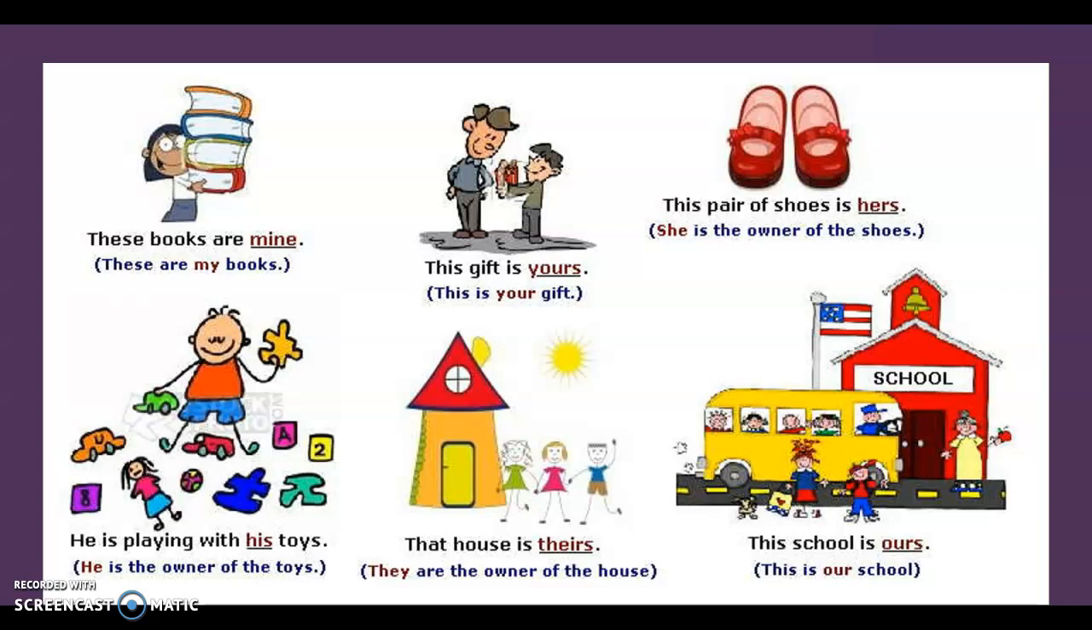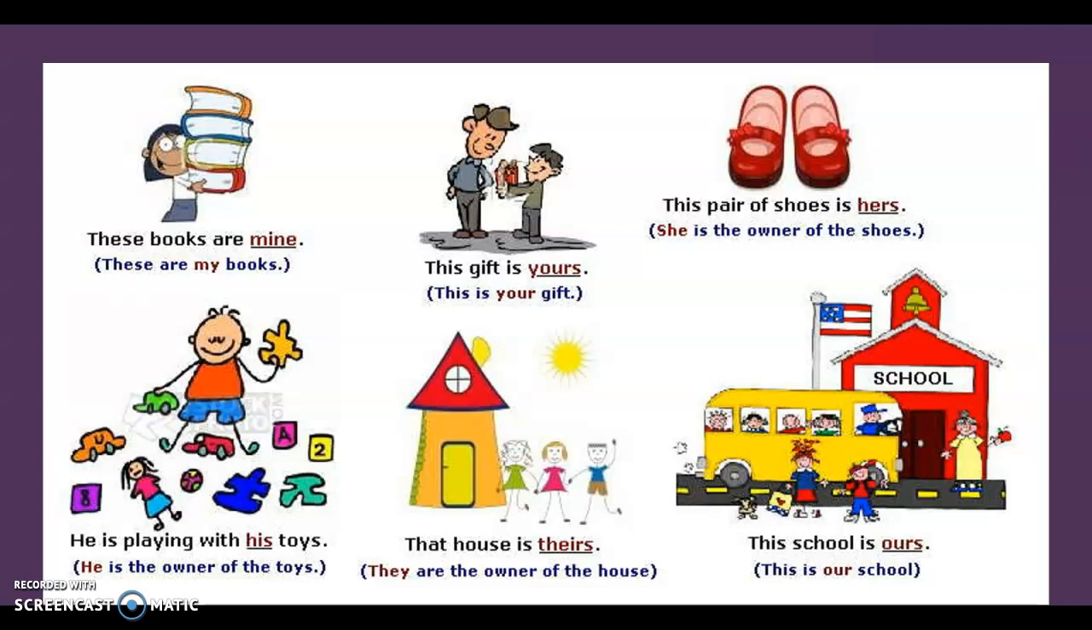She is the owner of the shoes. So that's why I said this pair of shoes is hers. Okay? The next one. He's playing with his toy. He is the owner of the toys. And that house is theirs. Why theirs? Because more than two people. They are the owner of the house. That's why that house is theirs.